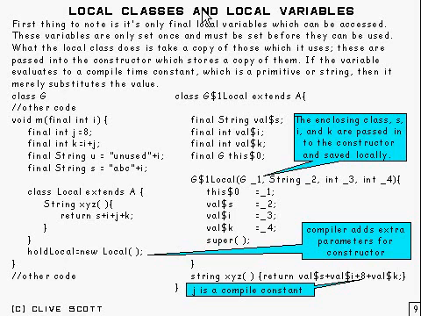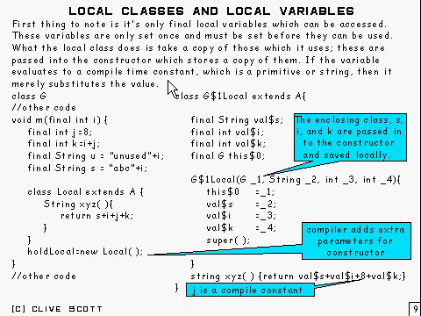How do local classes deal with local variables? The first thing to note is it's only final local variables which can be accessed. And these variables are only set once, and they must be set before they can be used. But what's more, they can't be set by the local class either. It's got to be something in the method that does it.